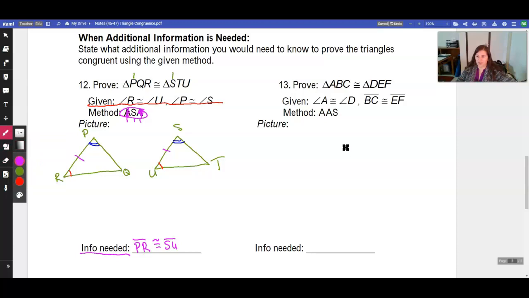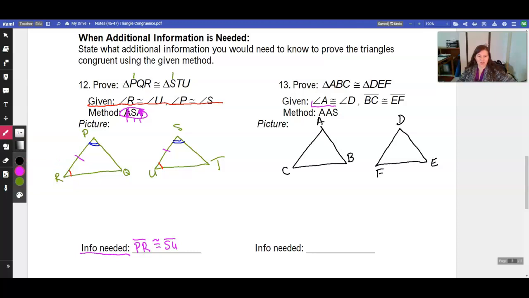So let's go ahead and do the next one. It says ABC and DEF. So we're going to draw some triangles and label them with those letters. A, B, C. Again, you don't have to label them the same way. It just makes it easier if you do.